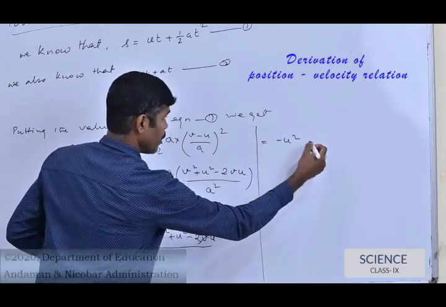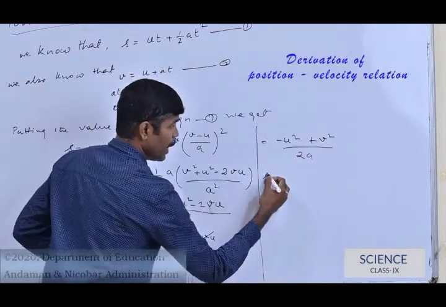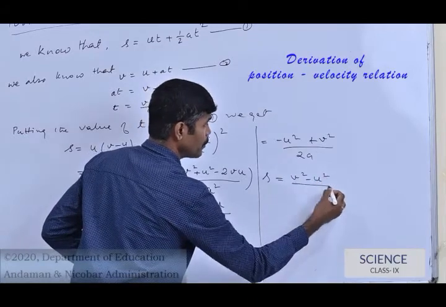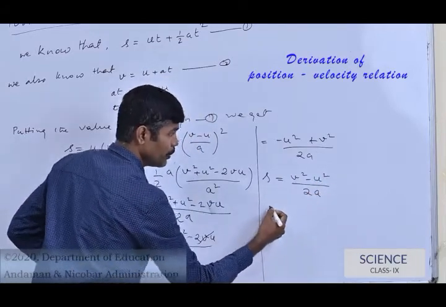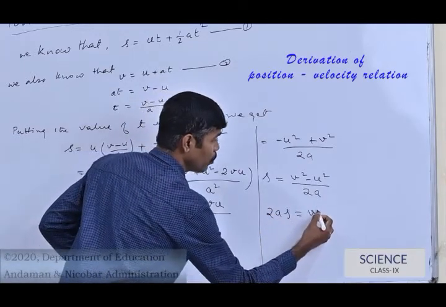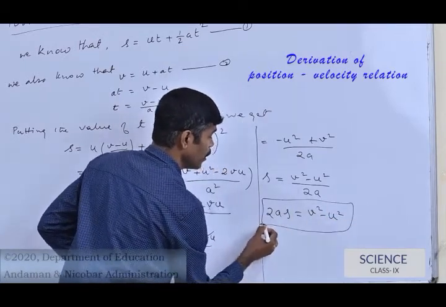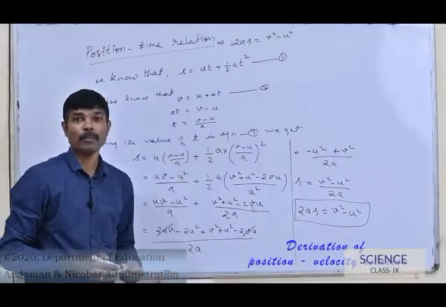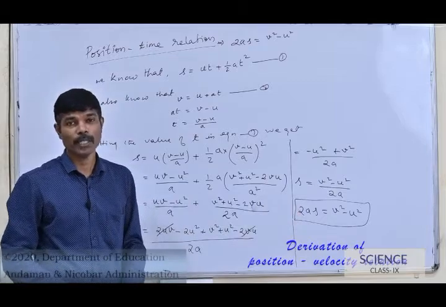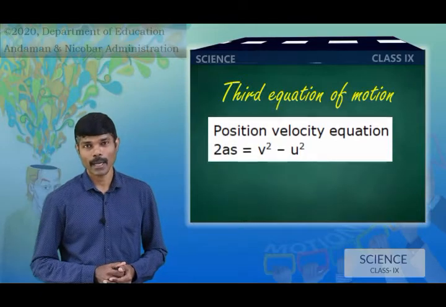Then plus v square divided by 2a. So s is equal to (v square minus u square) by 2a, like this we can write. So this equation can also be written as 2as is equal to v square minus u square. So this is the position velocity relation. So this way the third equation of motion can be derived. Hope you understood how the third equation is derived.